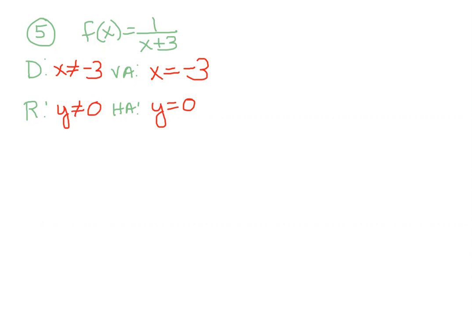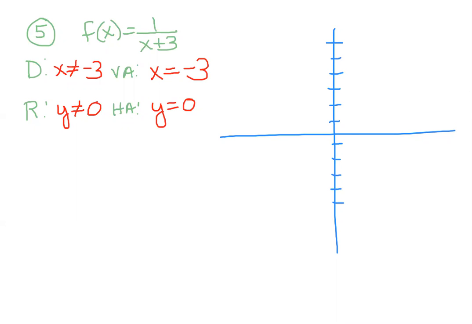So those are things on the bottom. So let's go ahead and graph our function. Let's graph our asymptotes first. We've got x equals -3, which is right here. Y equals 0, which is right here.